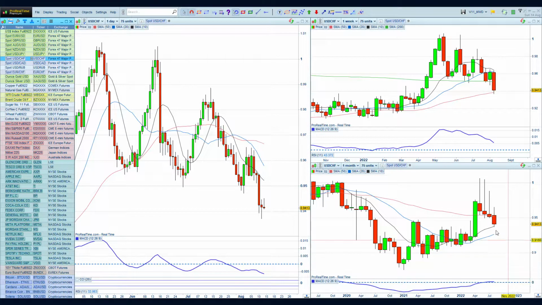You can see dollar Swissy has now caved. It was just trying and pushing up and pushing up. We had a lot of depletion here. We've got the solid downtrend of the weekly breaking through support. Now we're going to see what happens as it approaches these lows over here.